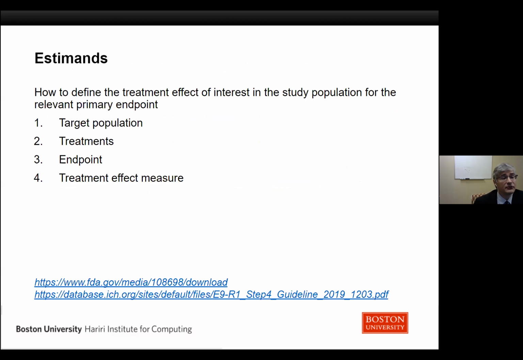So this estimand framework has been introduced recently. It's described in guidance by the FDA and the EMA, published in 2019. The aim is to align the objective of the trial with the statistical analysis. So an estimand is defined by these 4 points: the target population, what are the treatments being compared, what's the endpoint, and what's the measure of treatment effect. And all that defines the treatment effect of interest in the study population for a relevant primary endpoint.